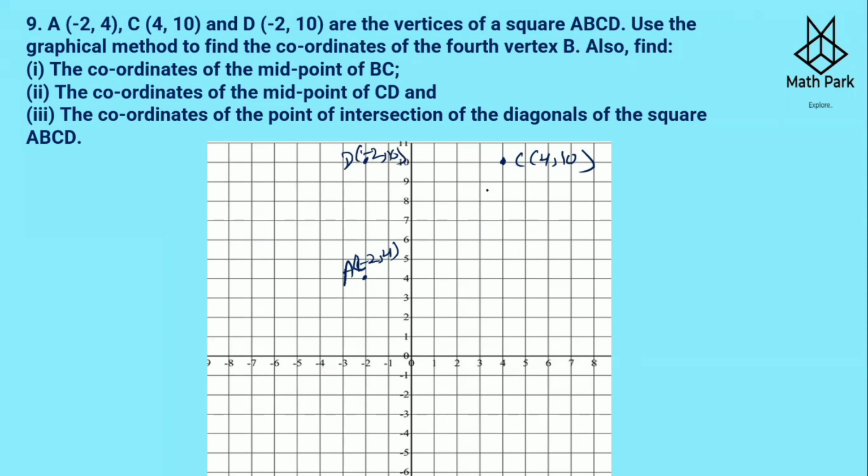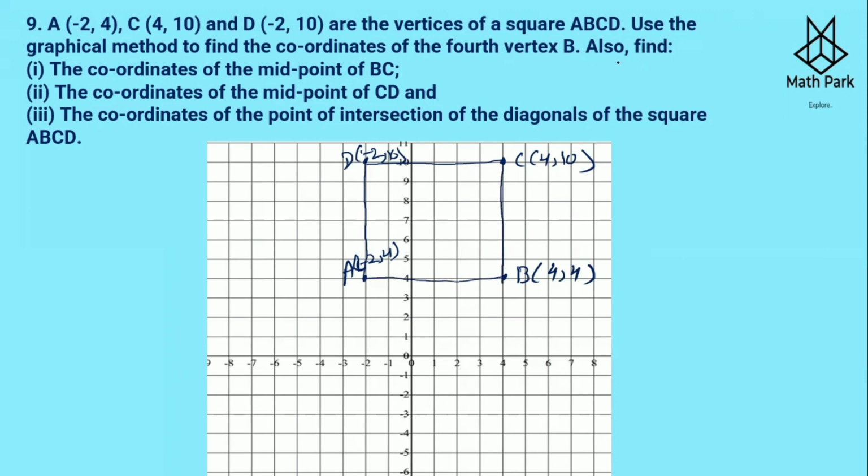And this is a square. So all the sides of the square are equal. So the fourth vertex B is going to be (4, 4). So this is the fourth vertex. So our square is ready. ABCD is a square. Now let us see further what is to be done.